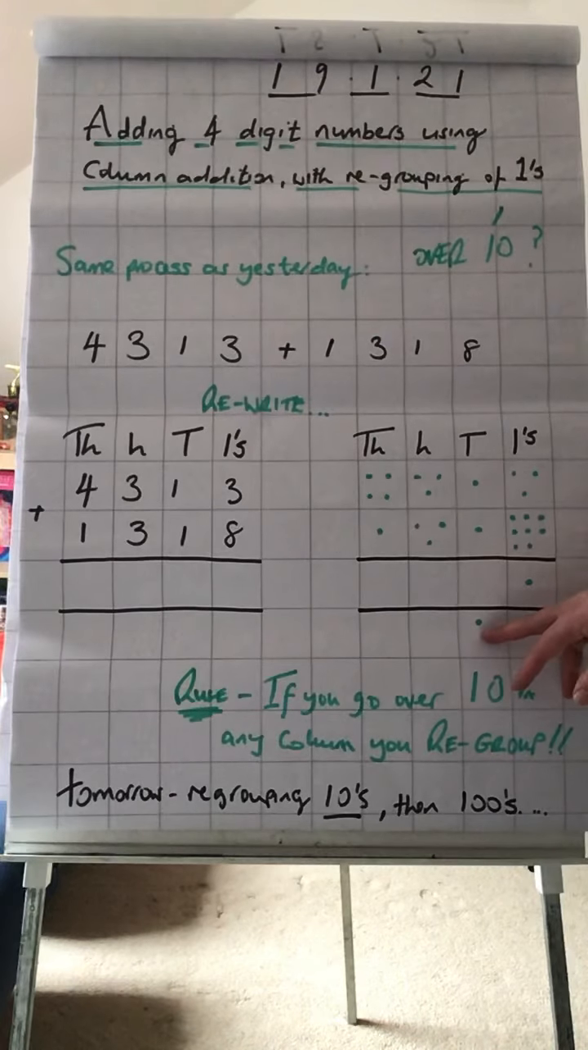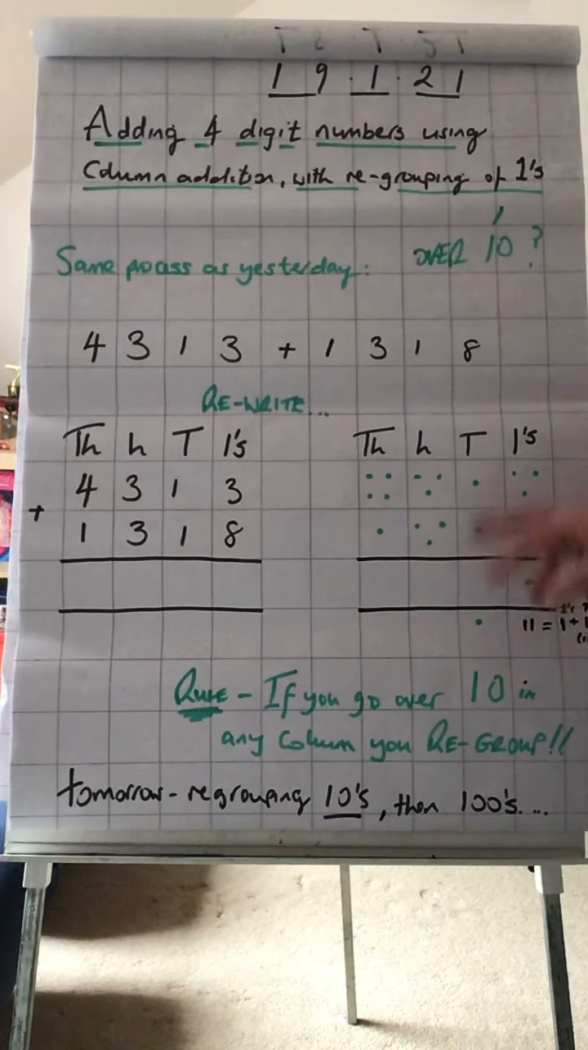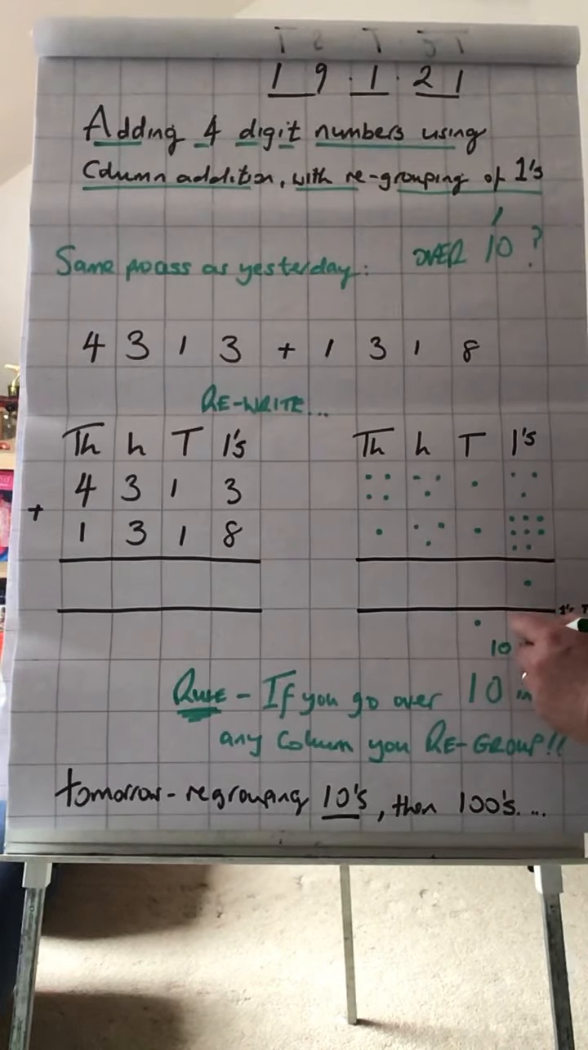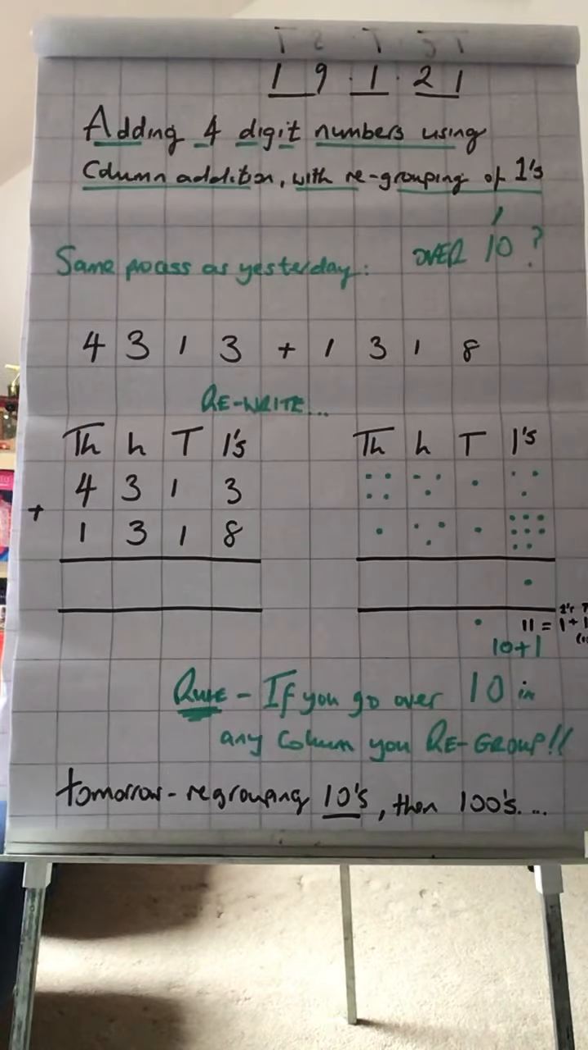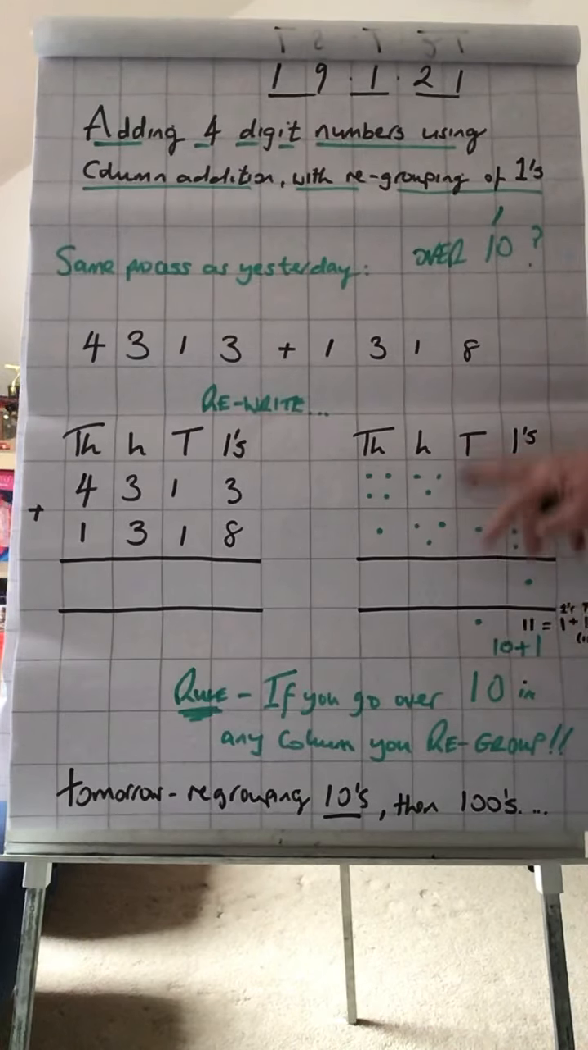I put it just below the line so that I remember that I need to add it on when I'm adding up my tens column. And because it's 11, it contains 1 ten and 1 one, okay? So hopefully you know that that's how you make the number 11. It's literally 10 plus 1 to get you to 11. But the 10 is represented by a dot in the tens column, and the 1 represents the fact that 11 has 1 unit in it, or 1 one.